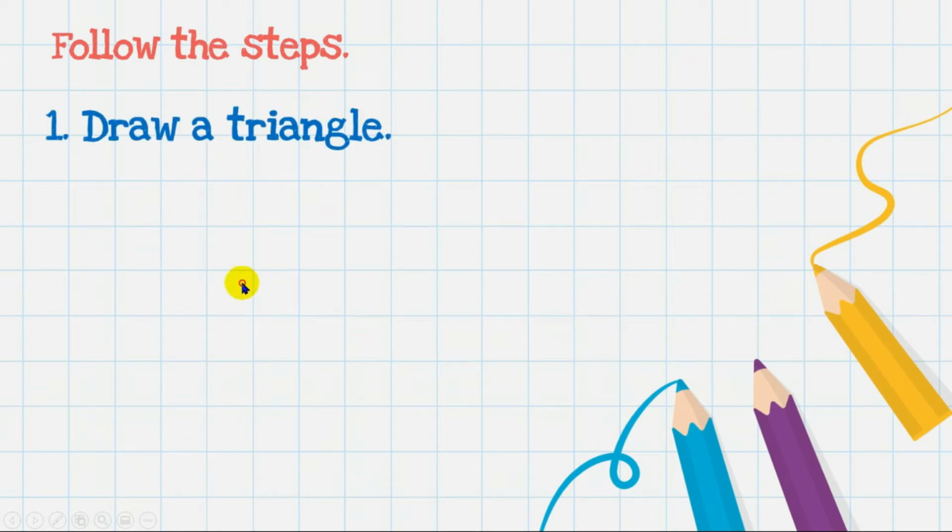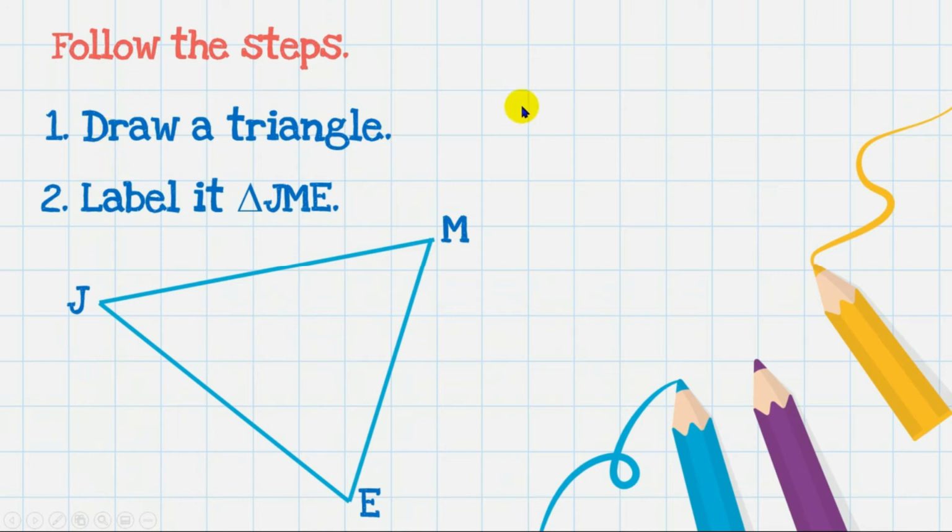So first, we have to draw a triangle and label it triangle JME. Okay? Draw a triangle and label it triangle JME. So, while you are doing your triangle using your ruler and your pencil, make sure na rin po na lalagyan nyo na ng measurement para on our step number 3, hindi na kayo mahirapan. Again, lagyan nyo na rin ng measurement since gumagamit naman na kayo ng inyong ruler.